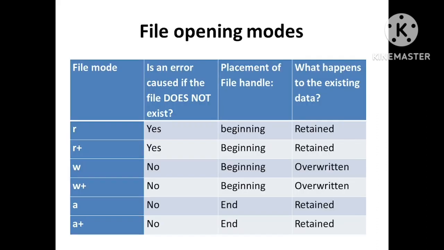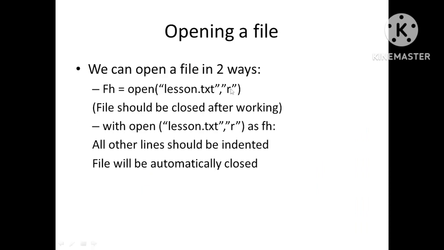Now, I told you there is a file opening mode. After the name of the file, you have to give the file opening mode. There are 6 file opening modes. We will see what they are. Before that, when you give the name lesson.txt, you have to mention the path where this lesson.txt resides, whether it is in C drive or D drive, which is the location.